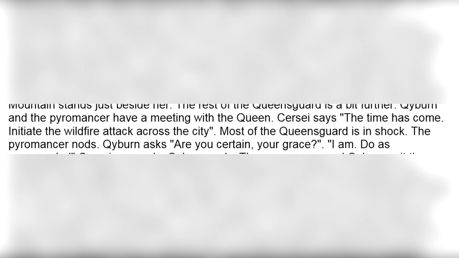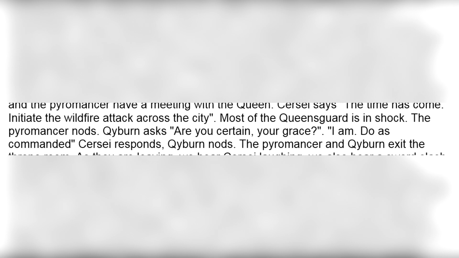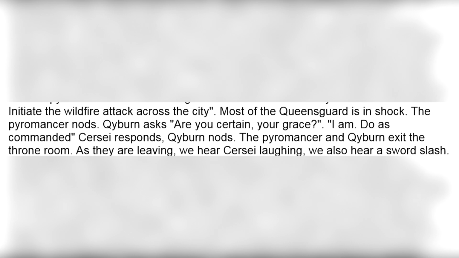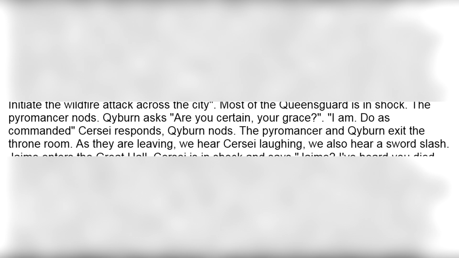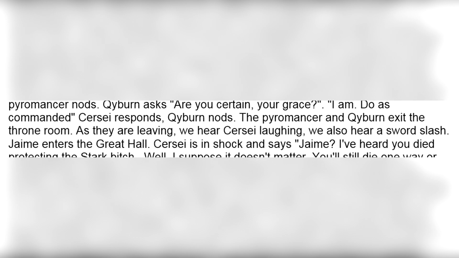Most of the Queen's Guard is in shock. The Pyromancer nods. Qyburn asks, "Are you certain, Your Grace?" "I am. Do as commanded," Cersei responds. Qyburn nods. The Pyromancer and Qyburn exit the throne room. As they are leaving, we hear Cersei laughing. We also hear a sword slash. Jaime enters the Great Hall.